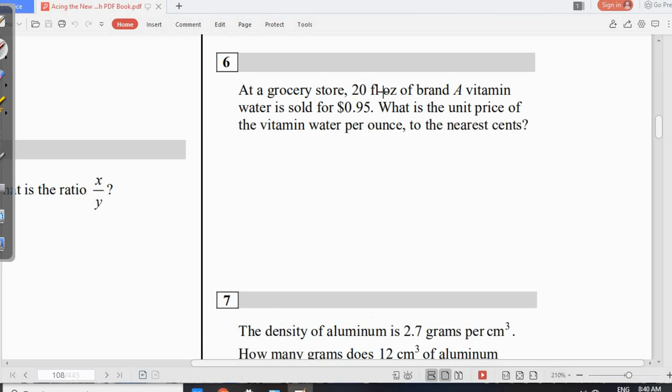So here we're having the next one. At the grocery store, 20 ounces of brand A vitamin water is sold for 0.95. What's the unit price of the vitamin water per ounce to the nearest cent? So we have 20 divided by 0.95. Now since this is 0.95 as dollars, we're looking for cents, not dollars. So this would be 100 times 0.95, which is 95.